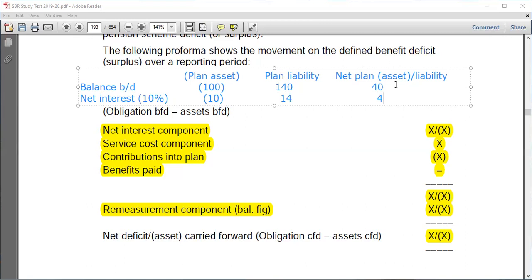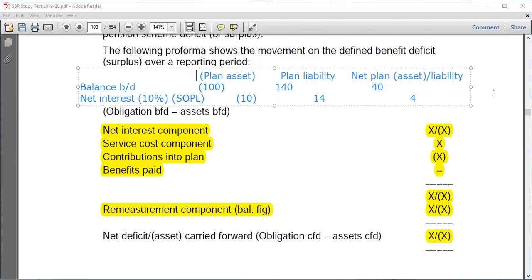In case we are only using the net figure, which is required, I would say 10% times 40, which will also be 4. But I also need to specify something. You really need to know where this goes. Net interest goes to the statement of profit or loss. That's where the net interest should go. So you really need to know that too. Let us deal with this completely.